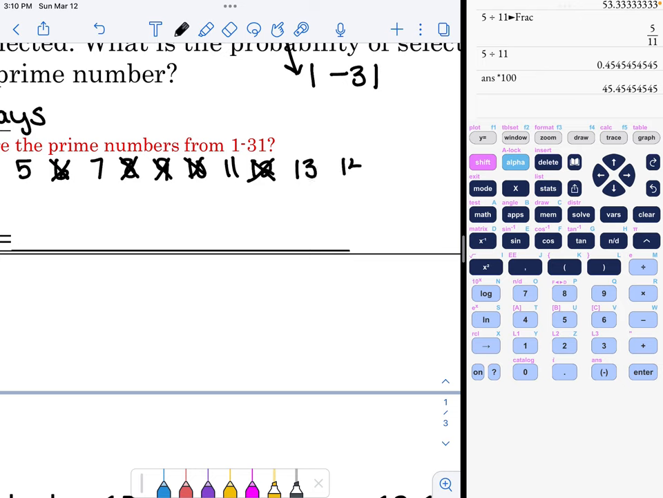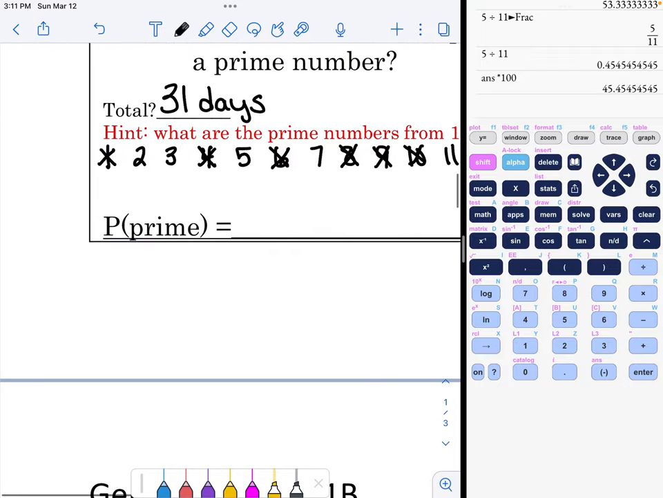13 is. 14 is not due to 7 and 2. 15 is not because of 5 and 3. 16 is not because of 8 and 2 and 4. 17 is. 18 is not, by the way. Other than 2, there's no more even numbers that are prime. 19 is. 20 is not because of 4 and 5. 21 is not. 22 is not. 21, 7 and 3. That's why. 22 is 2 and 11, so that's not.